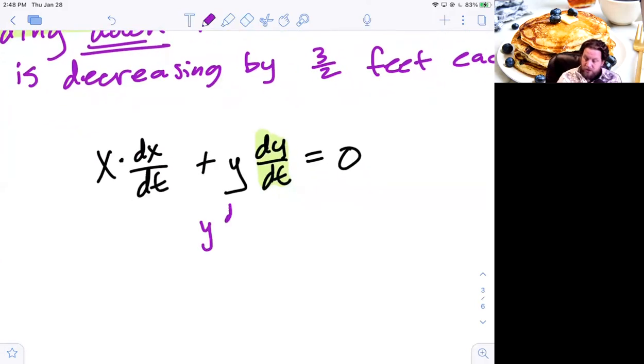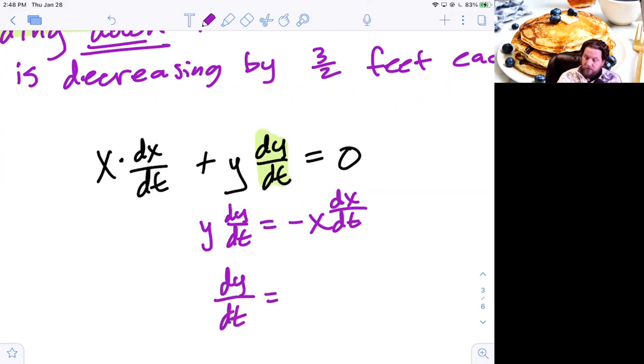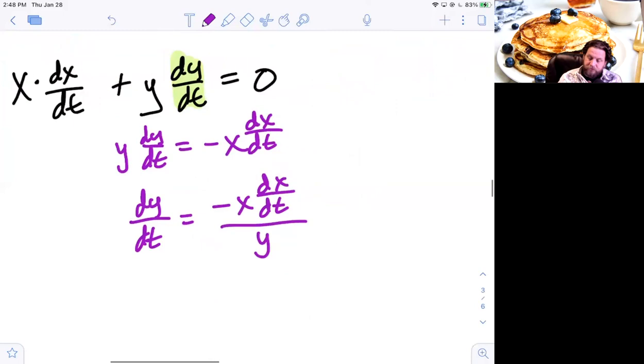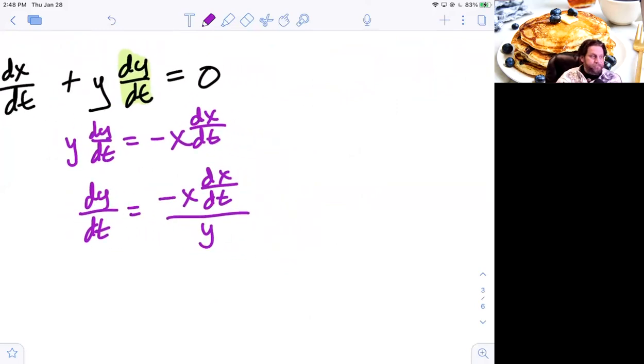So I get y dy/dt equals negative x dx/dt, and then I get dy/dt equals negative x dx/dt all over y. That looks kind of gross. But is there anything that we can plug in before we take the derivative? Well, if I plugged x and y in right now, it's only equal to 6 and 8 respectively at that moment in time, right? So we can't plug in and then take the derivative, otherwise we're going to get 0.